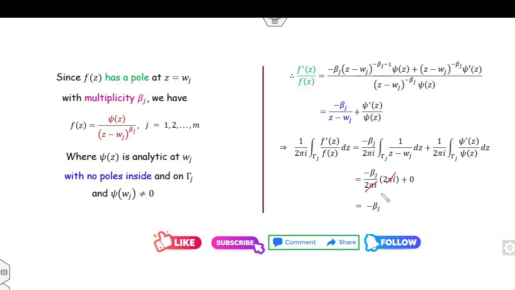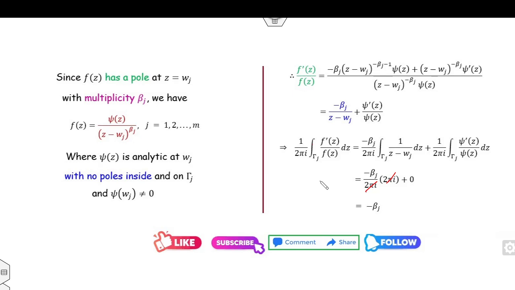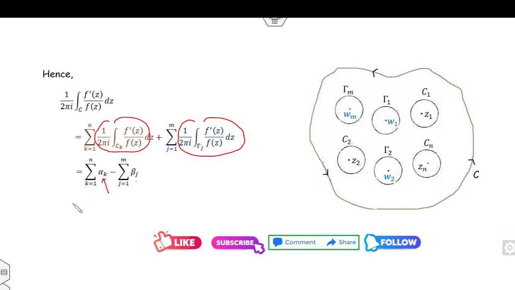So I can substitute both the values in the given equation. The answer of this is alpha k, and the value of this is beta j. As you can see, the value of 1 over 2 pi iota is beta j. So what is the meaning of the alpha k? If you open them, it will be alpha 1, alpha 2, up to alpha n, minus beta 1, beta 2, up to beta m. And you know what the alpha i's are? These are the zeros' multiplicities.